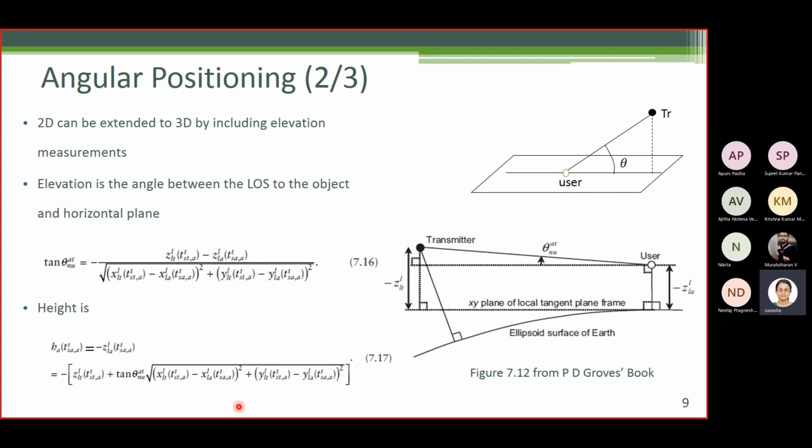So in 3D, if you are doing angular positioning, we require two bearing measurements and one elevation to determine the user position in 3 dimensions. Any question? Anything that you could not follow? No question? Okay, let's have a 5-minute break. It's 3 past 12 now. We'll meet again at 8 past 12.